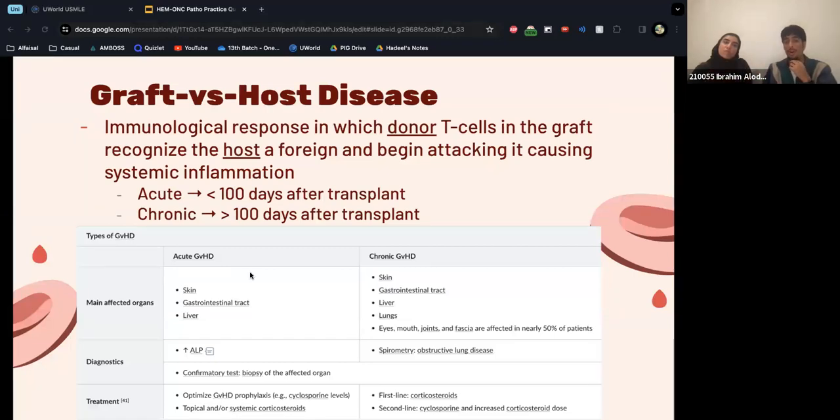Also in chronic graft versus host disease, they're going to have a lot of lung issues. That's why the spirometry will be abnormal, because they'll have an obstructive lung disease. You guys just did CVP, so you know what that is. Just make sure you understand that in graft versus host disease, the donor's T cells are attacking the recipient's tissue, as Noah put it.